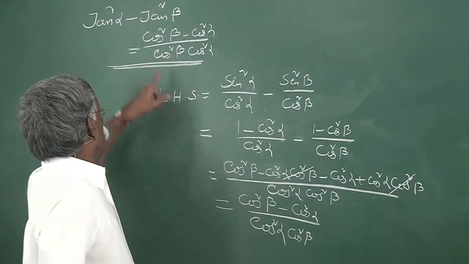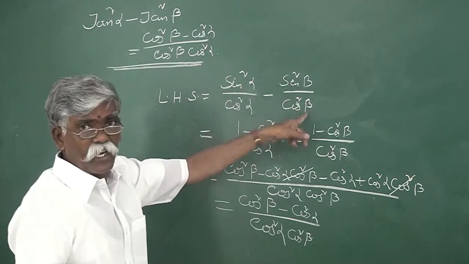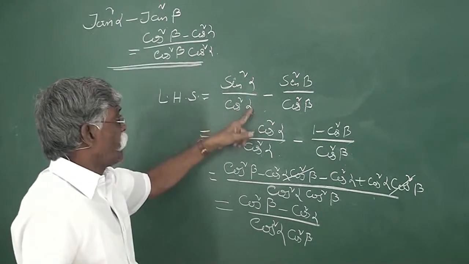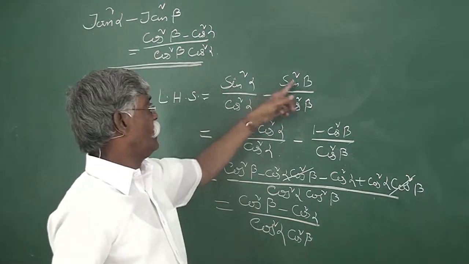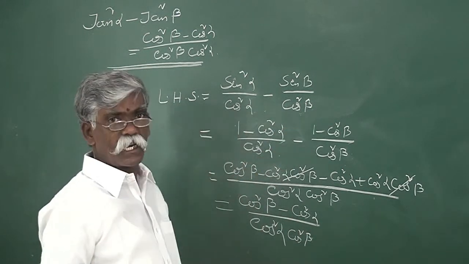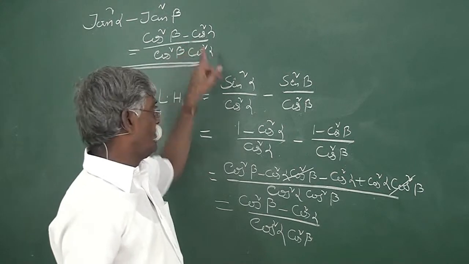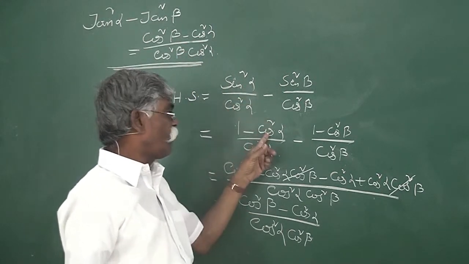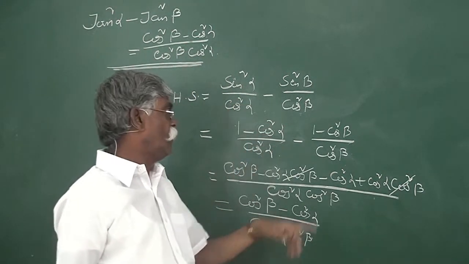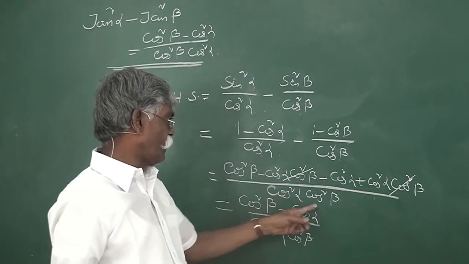So therefore, first we have expressed the left hand side in terms of sines. So this is sine square alpha by cos square alpha minus sine square beta by cos square beta. And before taking the LCM, since this is expressed in cosines, we have changed the sine square alpha as 1 minus cos square alpha, and this as 1 minus cos square beta. Now we have taken the LCM.